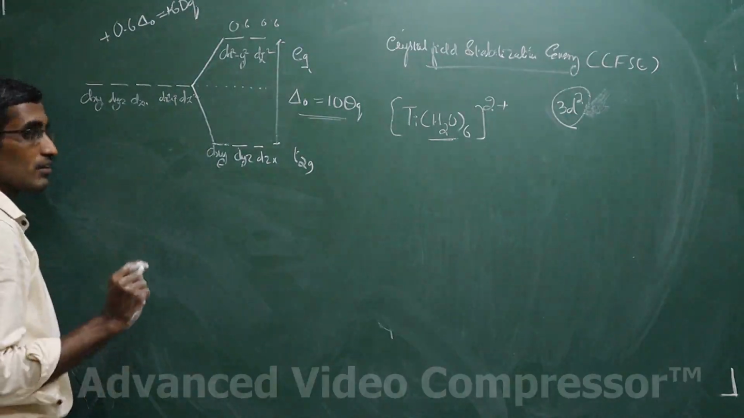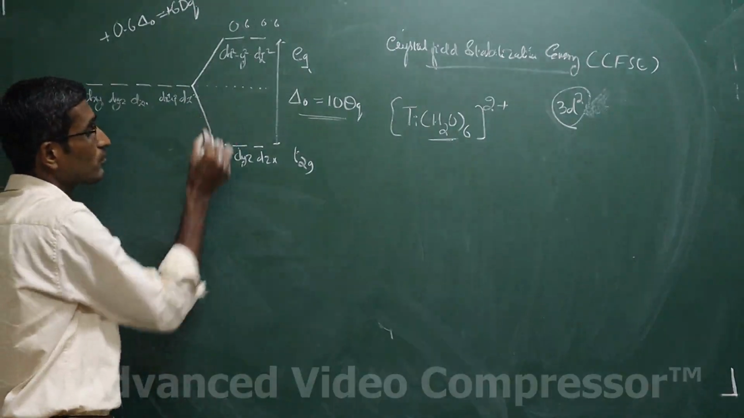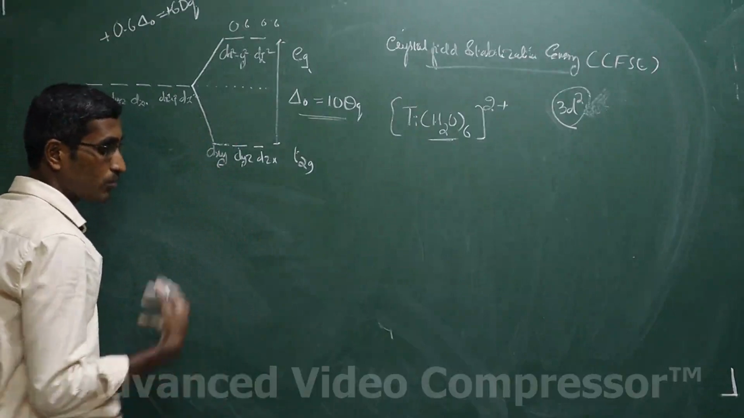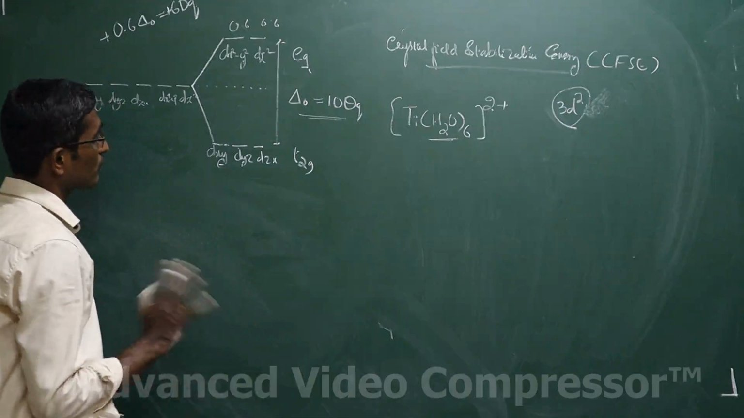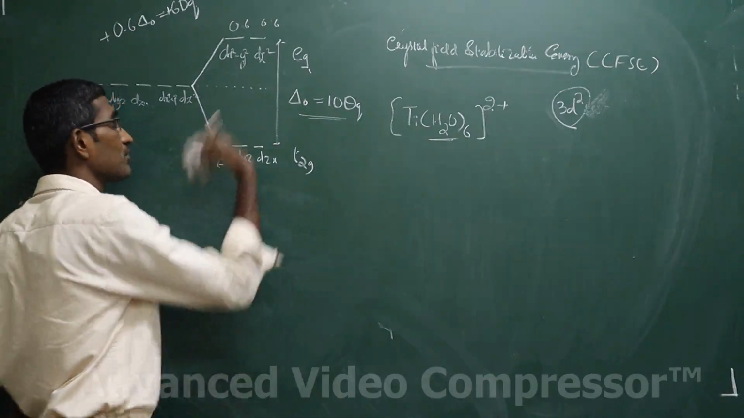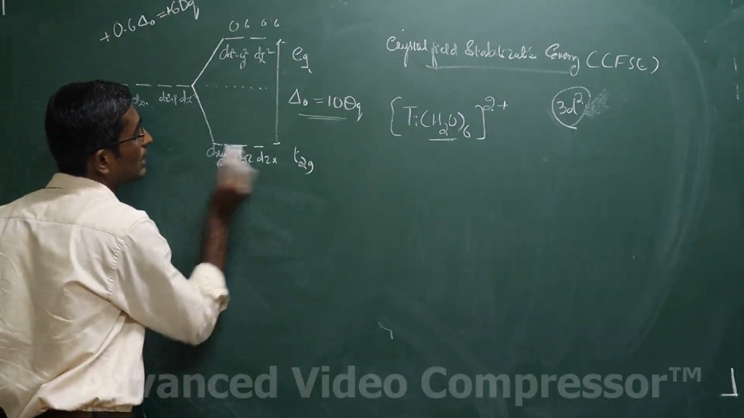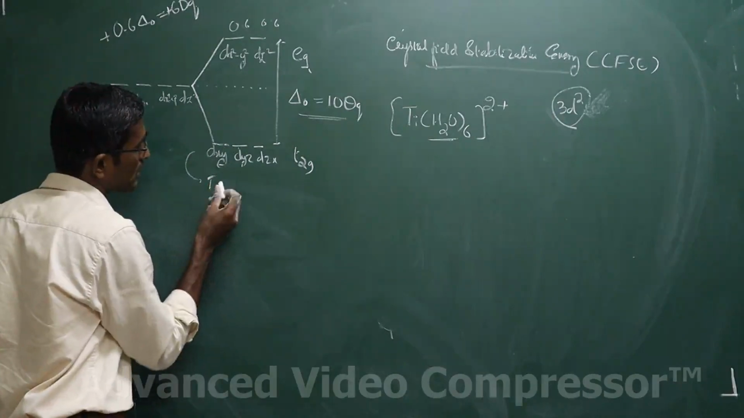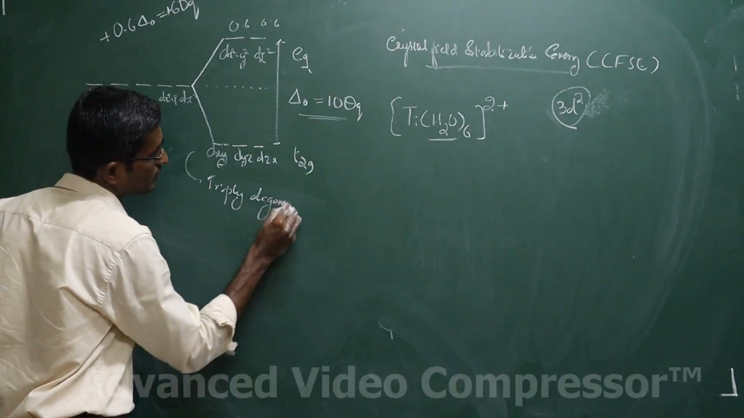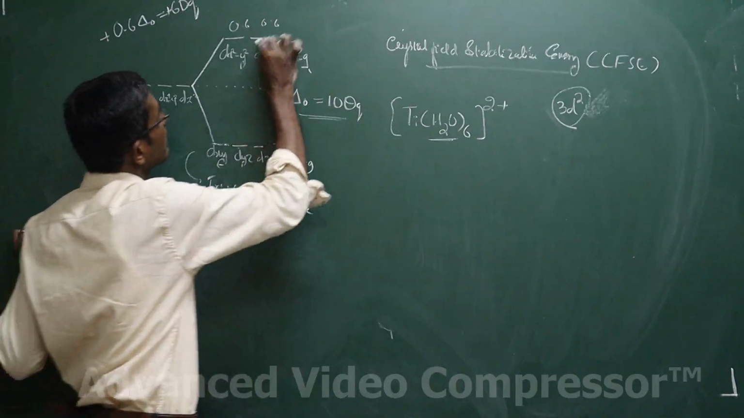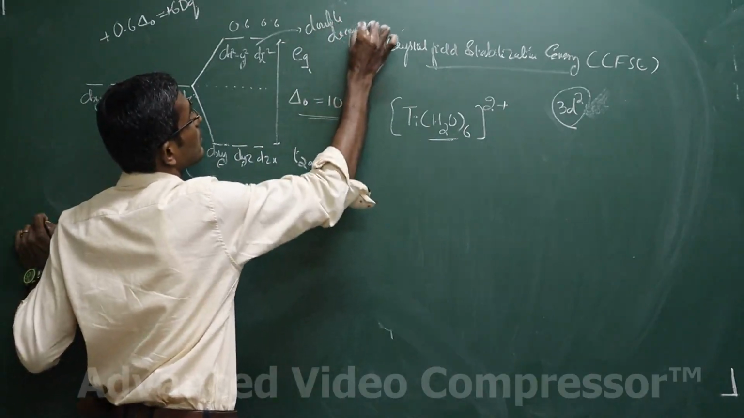So how many electrons do we have? 2 d electrons. How do you write the electronic configuration now? Whenever you are filling the electrons, you have to follow the Aufbau principle, Hund's rule, and the Pauli exclusion principle; all those things have to be followed. That means lower energy will be filled first, then we go to the upper energy. 2 electrons are there. How do you fill? These 3 are degenerate orbitals. That means this is a triply degenerate set: 3 orbitals of the same energy. And this is a doubly degenerate set.